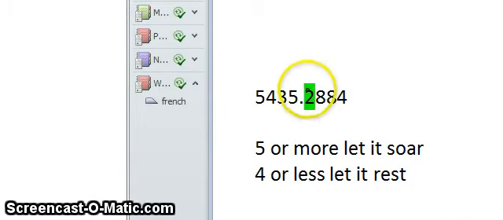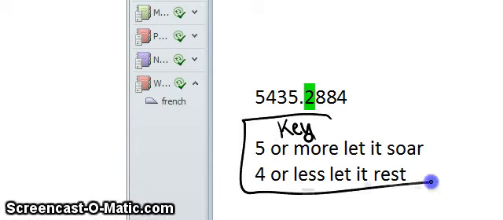Here we are. Here's the problem, and I highlighted the tenth position. So here is the key, really, to rounding decimals. 5 or more, let it soar. 4 or less, let it rest. And what that means is, here, I'll show you an example. 4 lets it rest, so you just cross it out entirely, and it doesn't carry anything on.